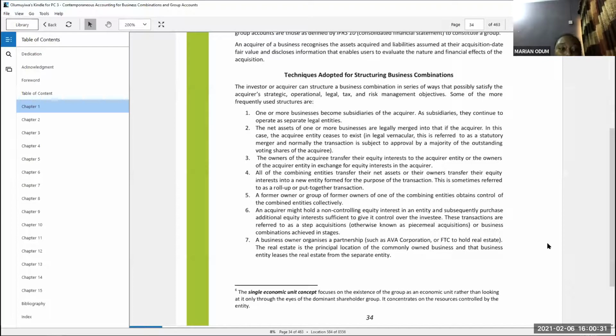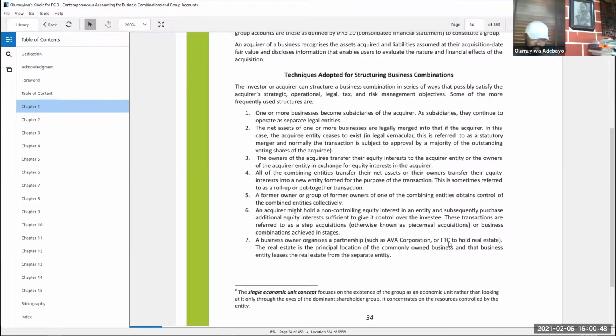Can you repeat? An acquirer might hold a non-controlling. I should repeat number 6, right? Yes.